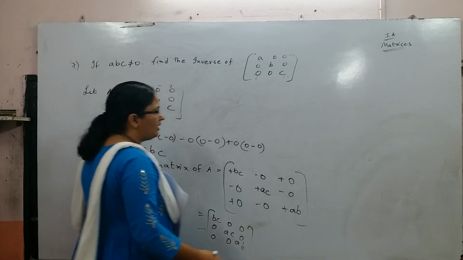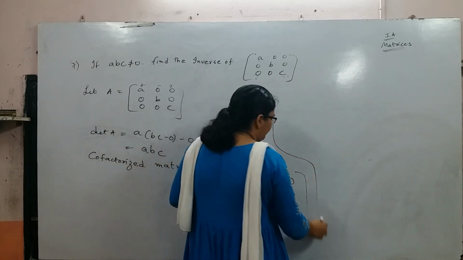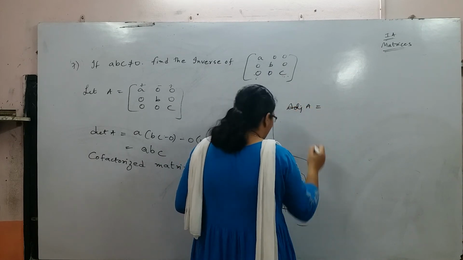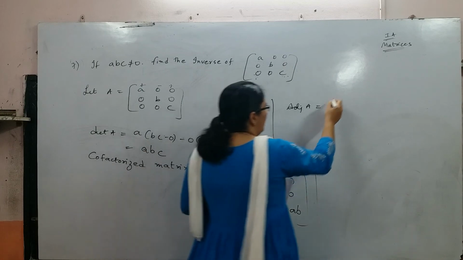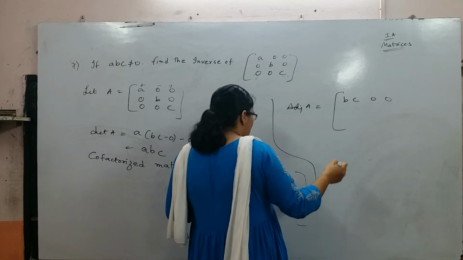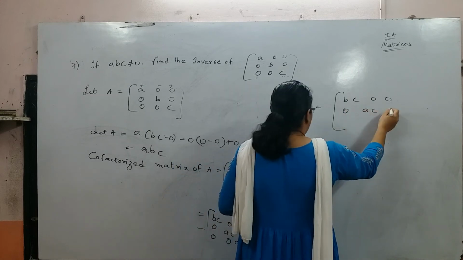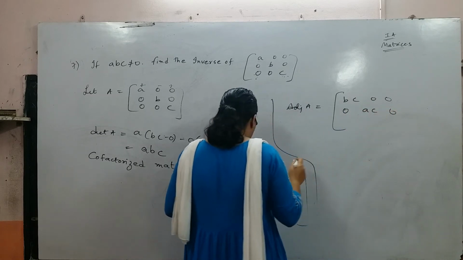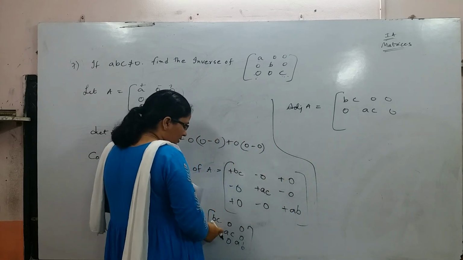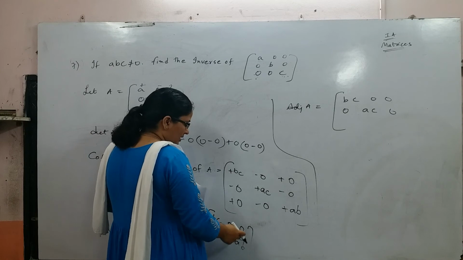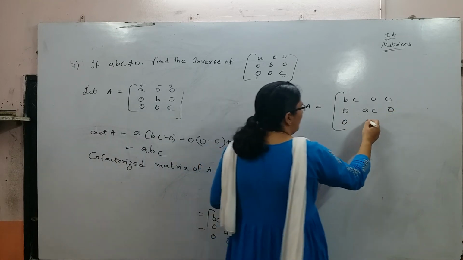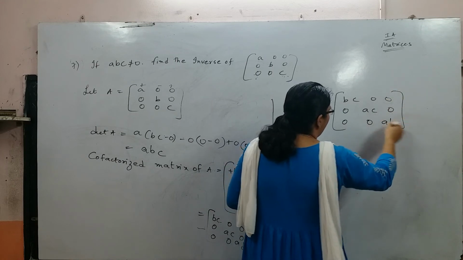How to find adjoint A? You have to do transpose. Adjoint of A is equal to BC 0 0, 0 AC 0. Columns I am writing as rows. BC 0 0, 0 AC 0, 0 0 AB. This is what is adjoint of A.